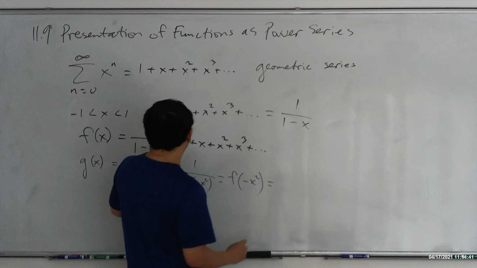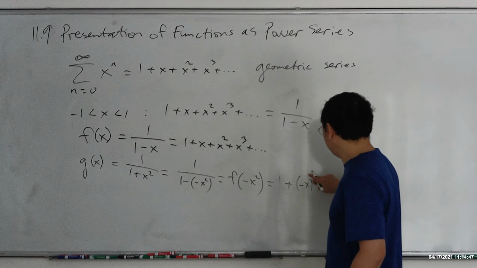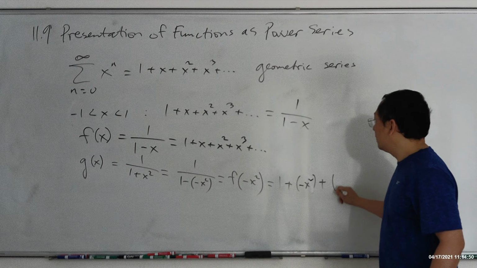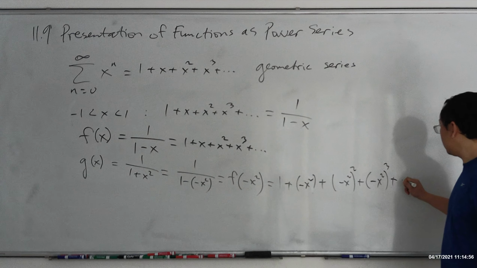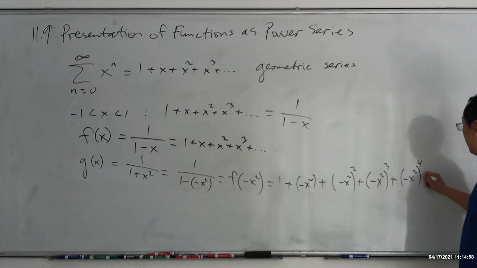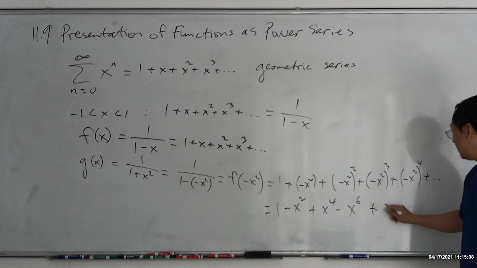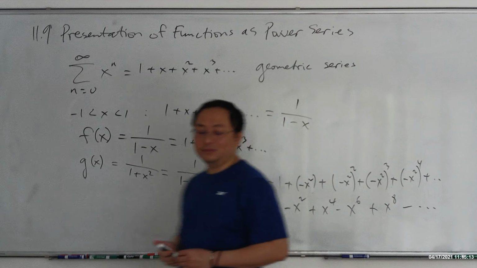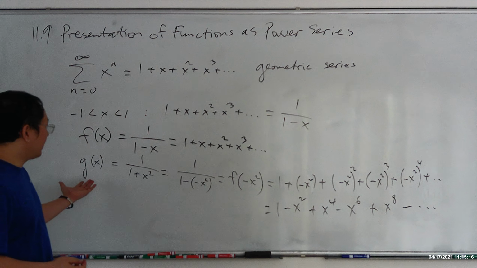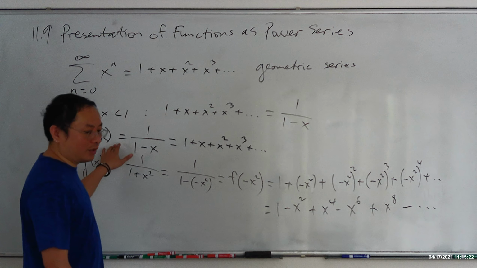We plug in here for the function: 1 plus negative x squared plus negative x squared squared plus negative x squared cubed plus negative x squared to the 4 plus dot dot dot. And simplify, you get 1 minus x squared plus x to the 4 minus x to the 6. See, 2 times 3 is 6. And plus x to the 8, even powers cancel out the negative sign. And plus or minus dot dot dot. Okay, we can actually represent another function as a power series from the original one that we know.